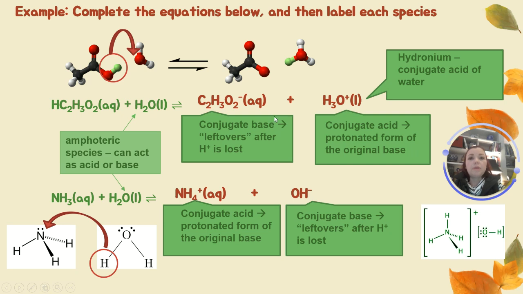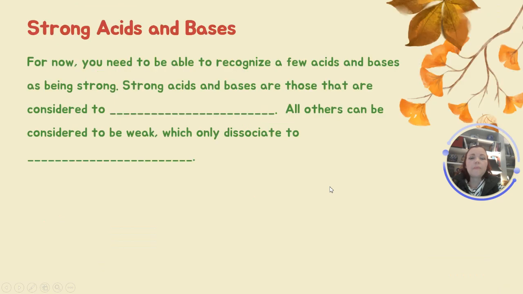Now, one thing that's important to note here is that with weak acids and weak bases, you can have this reaction turn around and go in the other direction. So this ammonium can lose its hydrogen back to the hydroxide, reforming water and ammonia. And so that's called a reversible reaction, and that's going to become a very important topic in the course later on. Okay, so for now, you need to be able to recognize a few acids and bases as being strong, and then everything else is considered weak.